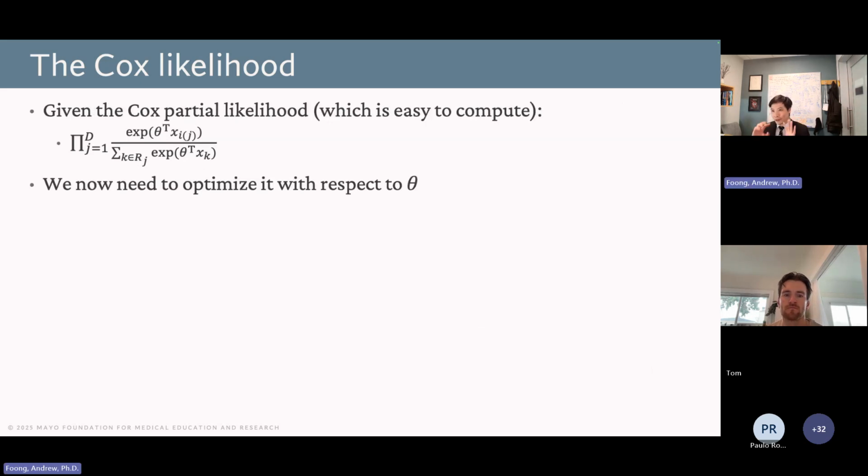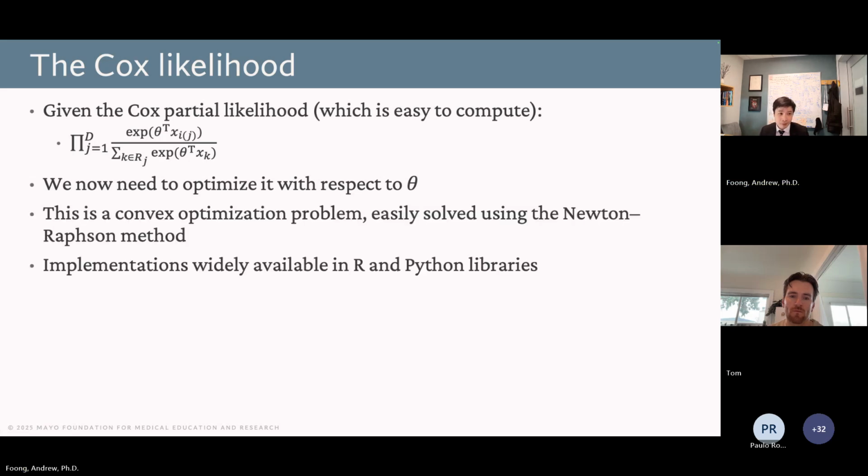So we've now simplified the problem dramatically. It turns out that all we need to do is first compute the partial likelihood, which is very easy. You just need to substitute the values of x and theta for all the events that you observed. And now we need to optimize it with respect to theta, which is normally called beta. These are the hazard ratios. This turns out to be a convex optimization problem. So it's really easy to solve using an iterative method like Newton-Raphson, and it converges very quickly.